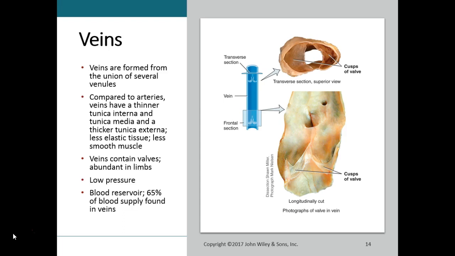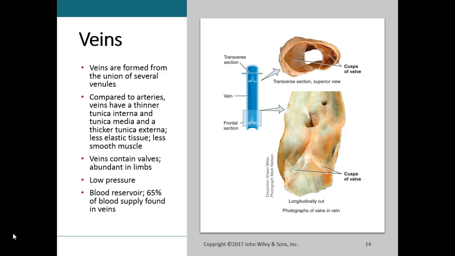So again, veins are formed when you have the merger of several small venules. And although veins are composed of the same three layers as arteries, the relative thickness of the layers is different, as we saw in the last image. The tunica interna of the veins is thinner, but not a lot. The tunica media is much thinner than in the arteries, with relatively little smooth muscle and elastic fibers. The tunica externa of veins tends to be the thickest layer, and of course it consists of the usual collagen and the elastic fibers.